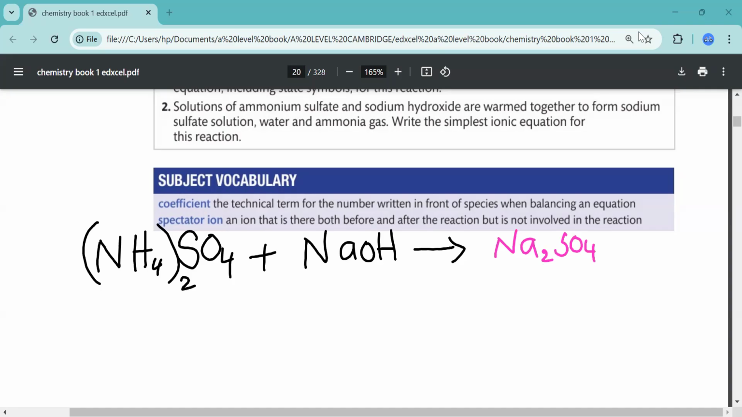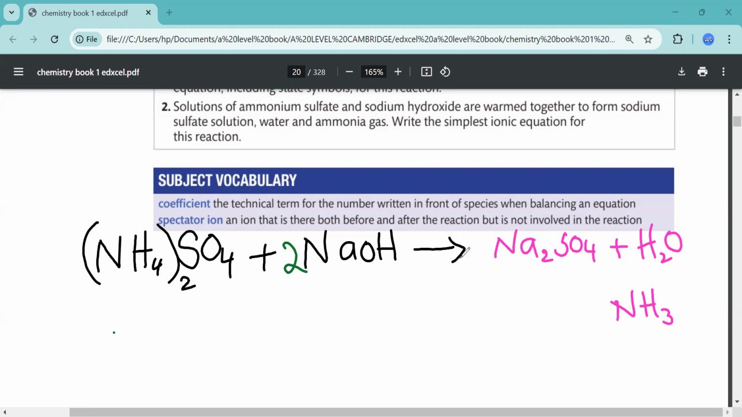Again, the same rule is applied here. SO4 has a -2 charge, so we will attach two sodium ions with it, plus water. And the next thing is ammonia gas. They use the word gas, so it's ammonia, not ammonium. So we'll write down NH3. The first thing is we need to balance the chemical equation. So how will we balance the chemical equation? Let's balance the sodium first. So now we write down the coefficient 2. Sodium is balanced, 2 sodium here, 2 sodium here.